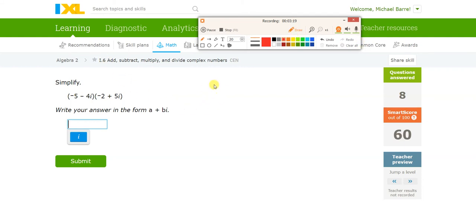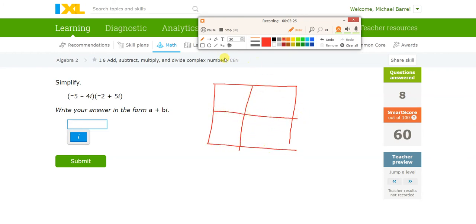Okay, we're going to go into a box for this one. Negative 5, negative 4i, negative 2, 5i. Negative 2 times negative 5 is 10. Negative 2 times negative 4i is 8i. Negative 5 times 5i is negative 25i. Negative 4i times 5i is negative 20i squared. And i times i is negative 1.